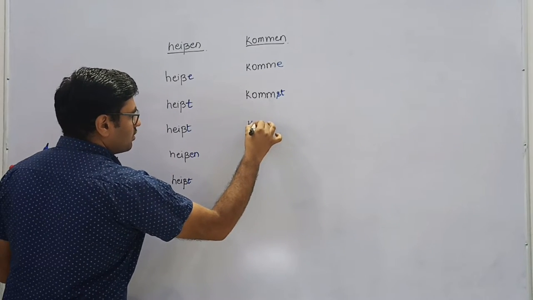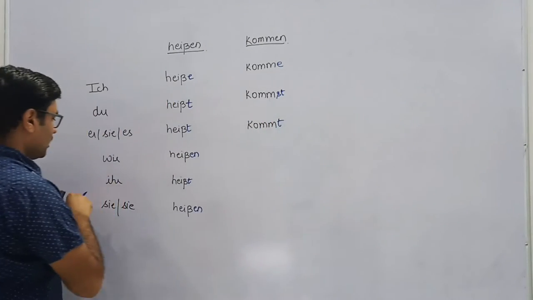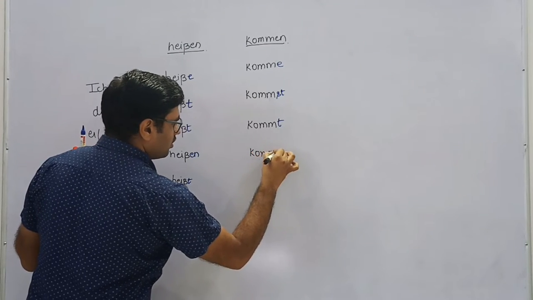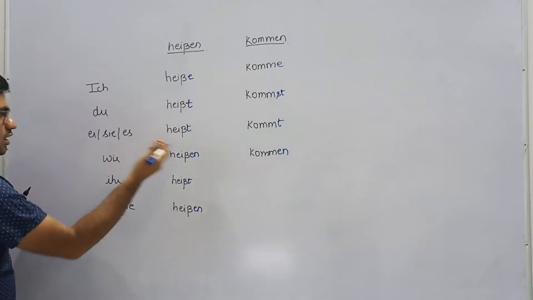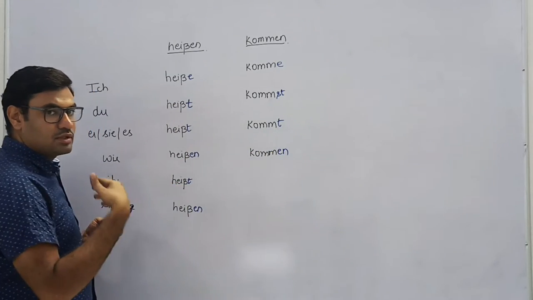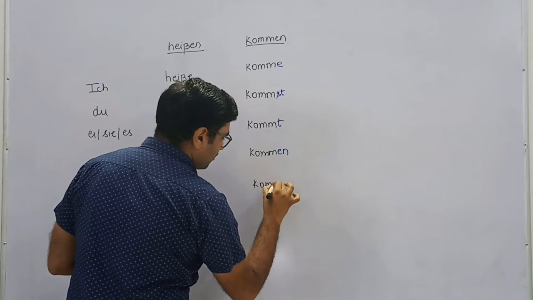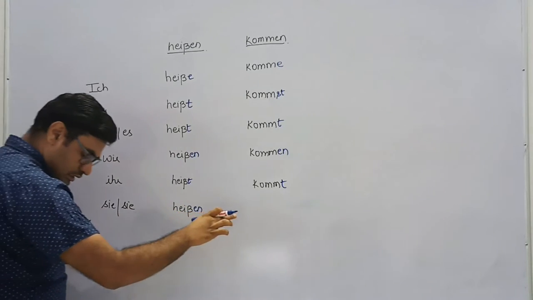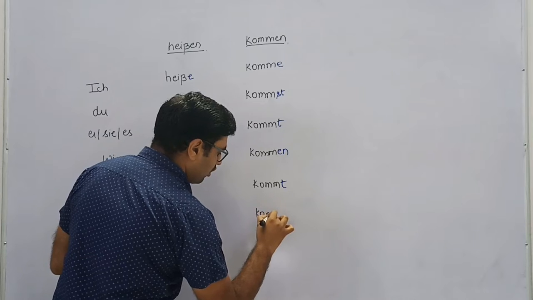Er/sie/es kommt. Wir kommen. We come from that particular place. Ihr kommt. You all come from some place. Sie kommen.